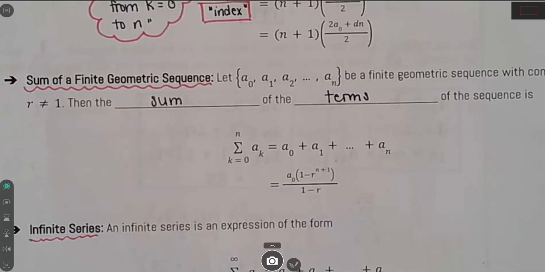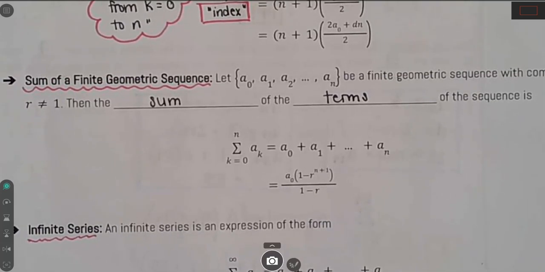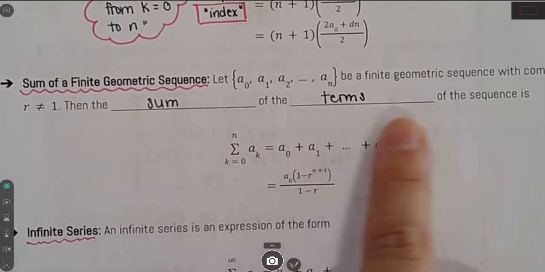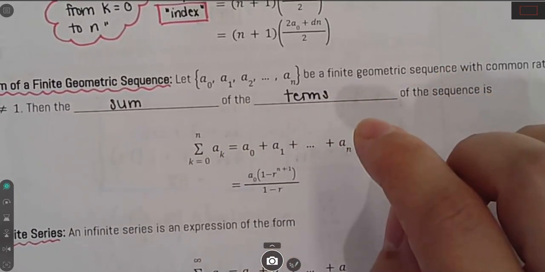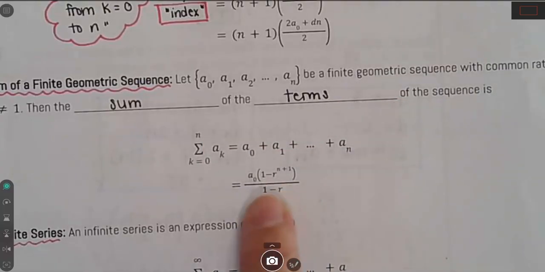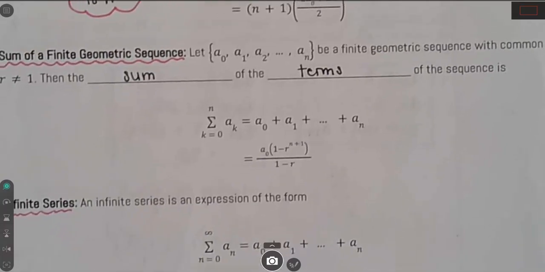The sum of a finite geometric series. Let the a's be a finite geometric series with common ratio r not equal to 1. Then the sum of the terms of the sequence is this. So the sum of a sub k from k equals 0 to n, once again, you're adding all these together, but you would use this formula. And again, this is sigma, and this is your index.